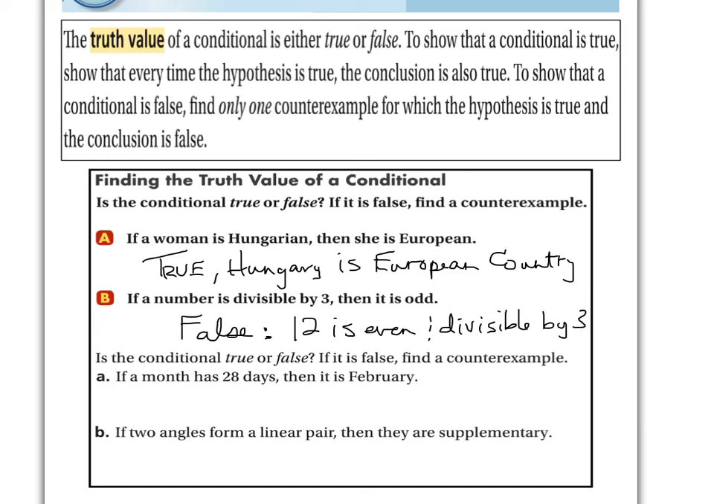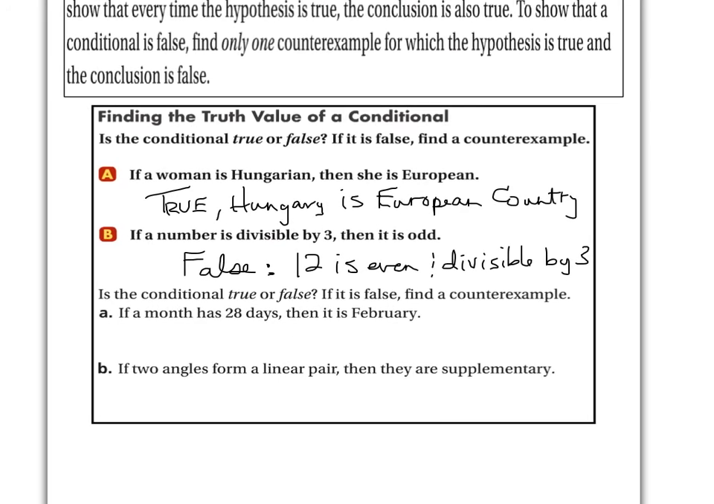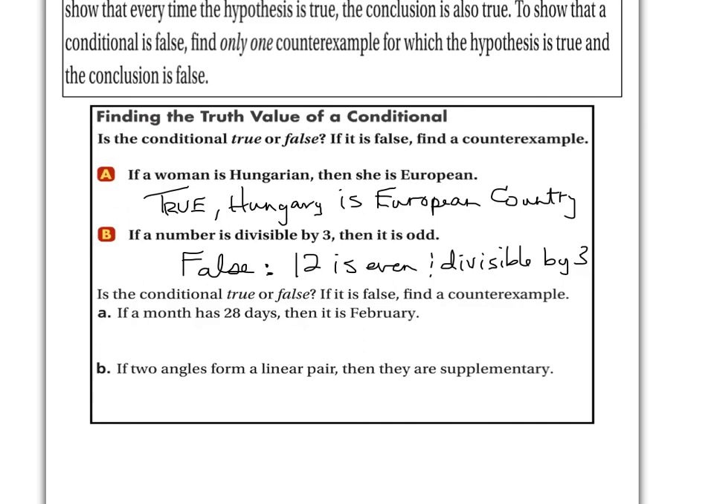Here's what I want you to do for part 1. I want you to answer the question, is the conditional true or false? If it's false, find a counterexample for these last 2 questions here. This is section 2.2, part 1. Don't forget to watch part 2, and then you'll have one WSQ for both. This concludes 2.2 part 1.